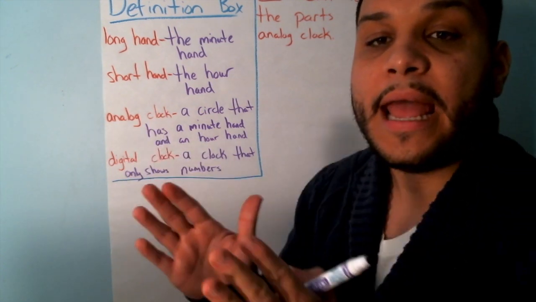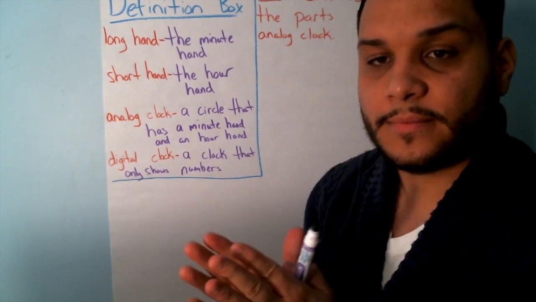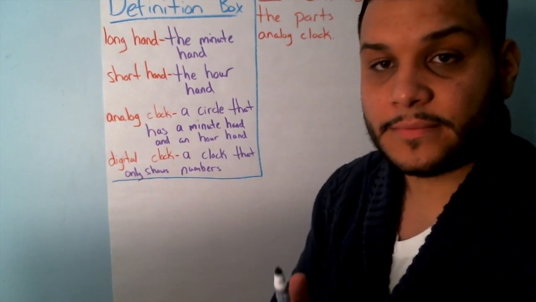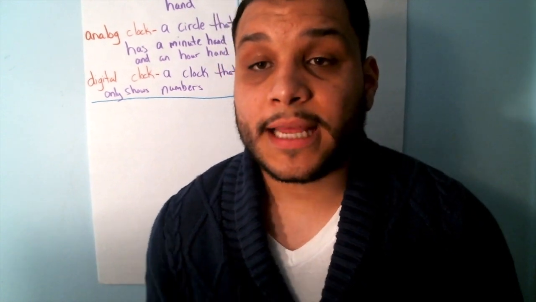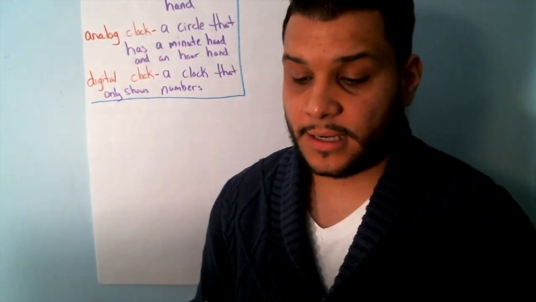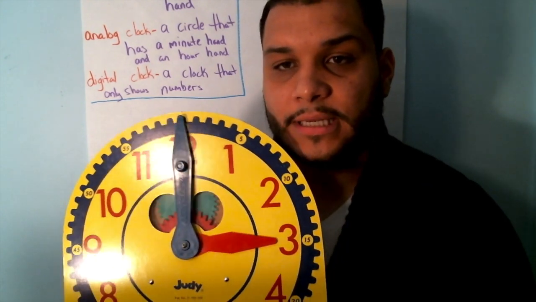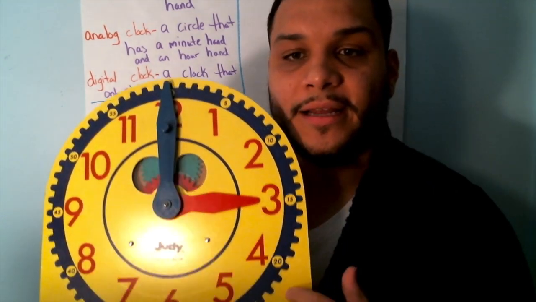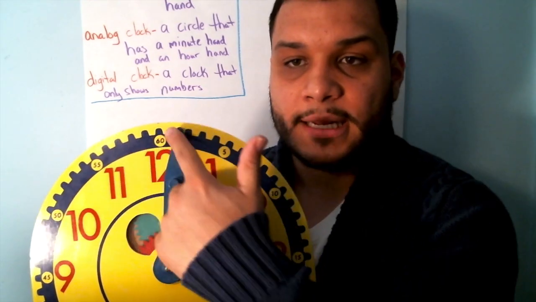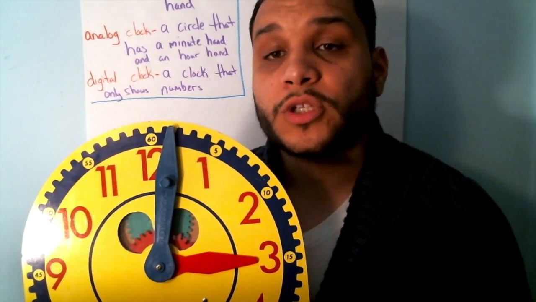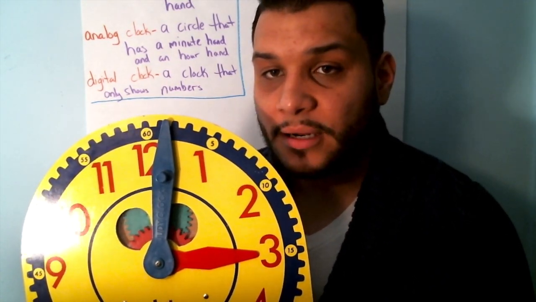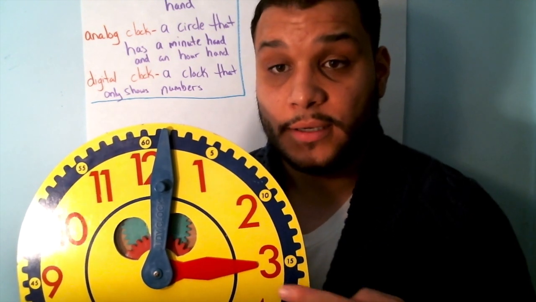Say it with me, analog clock. So today we've identified that an analog clock is usually in the shape of a circle. I know Mr. Nieves doesn't have a perfect circle here, but if we look at the blue, we see that it is in the shape of a circle. We also were able to identify that an analog clock has how many hands?